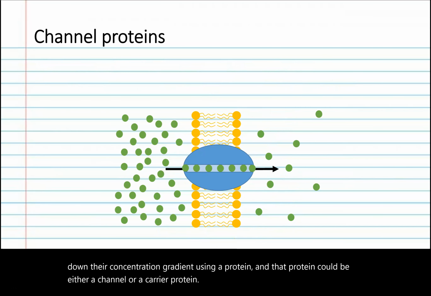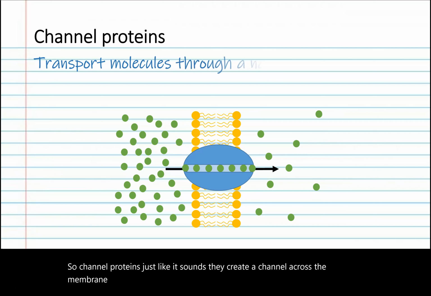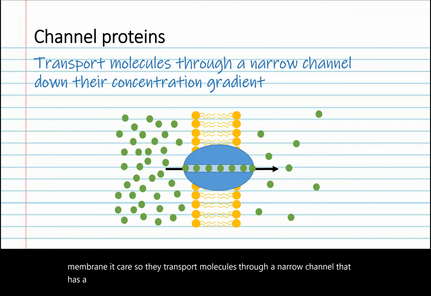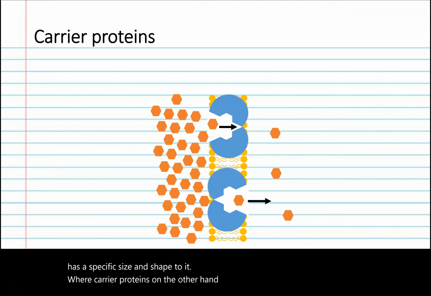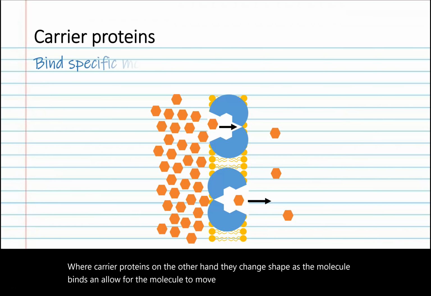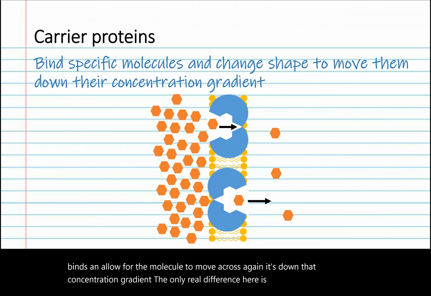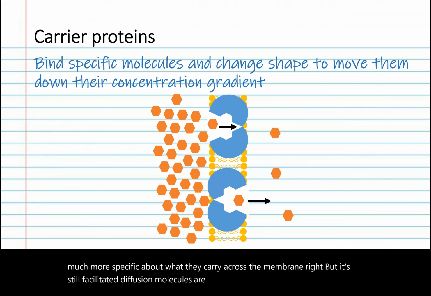Channel proteins, just like it sounds, create a channel across the membrane. So they transport molecules through a narrow channel that has a specific size and shape to it. Carrier proteins, on the other hand, change shape as the molecule binds and allow for the molecule to move across. Again, it's down that concentration gradient. The only real difference here is that carrier proteins are much more specific about what they carry across the membrane, right? But it's still facilitated diffusion. Molecules are moving down their concentration gradient.